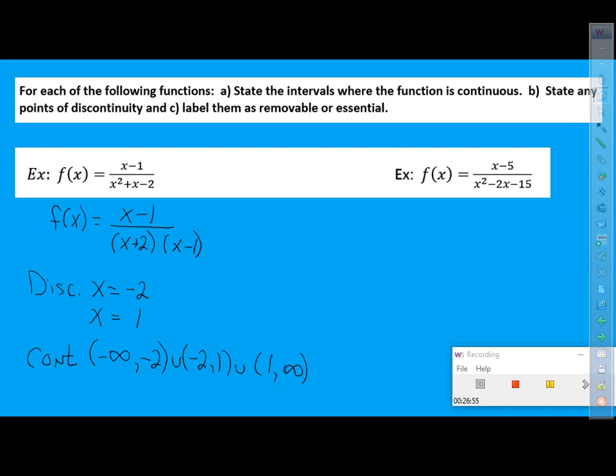Now ask yourself, will anything divide out? Notice these x minus 1s will divide out. So I have a removable discontinuity at x equal 1. It leaves me 1 over x plus 2. So that means this one is an essential, aka asymptote. To go a step further, I'm going to tell you the exact location of that hole. So I'm going to give you what the limit is. I'm going to plug 1 into what's left and get 1/3. So the limit is going to be 1/3.